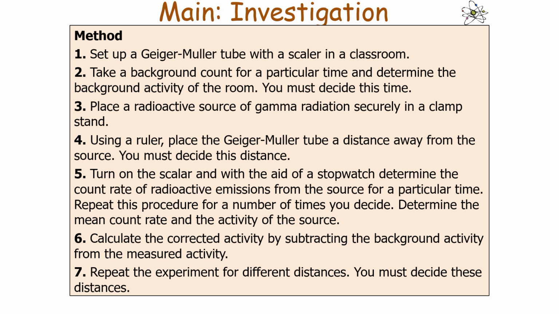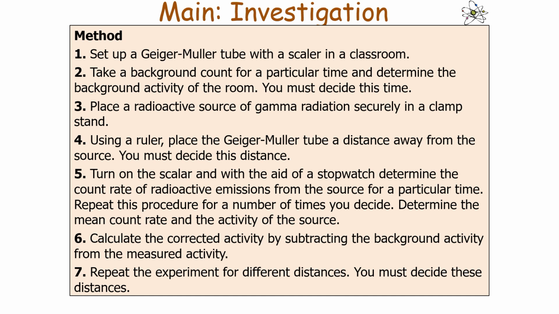You would then take a background count for a particular time and determine the background activity of the room. Again, you must decide the time over which you take your background count. You then place a radioactive source of gamma radiation securely in a clamp stand. Then using a ruler you place the Geiger-Müller tube a distance away from the source. Again, you must decide the distance. You would then turn on the scaler and with the aid of a stopwatch determine the count rate of the radioactive emissions from the source for a particular time. You then repeat this procedure a number of times that you decide.